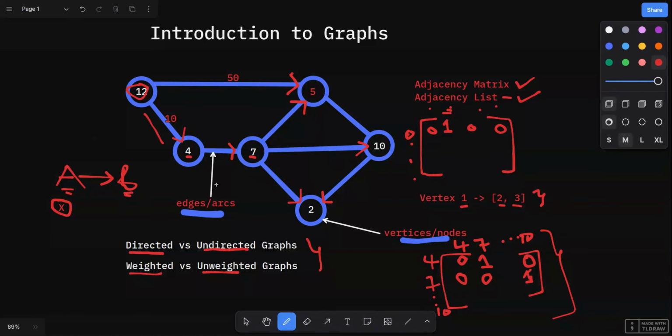Next, in the next session, we're going to look at graph traversal algorithms. We have algorithms like breadth first search and depth first search, and they're going to be really exciting. Thank you, and I'll see you then.